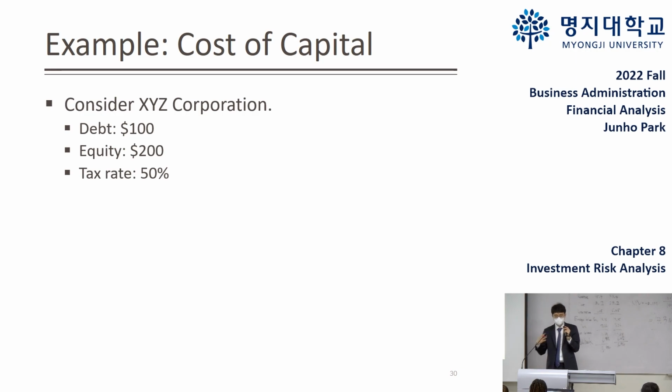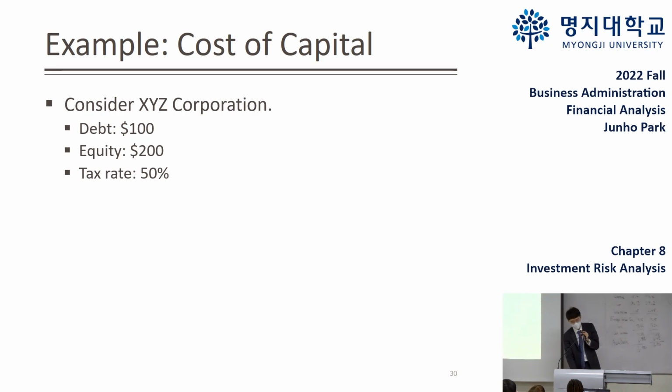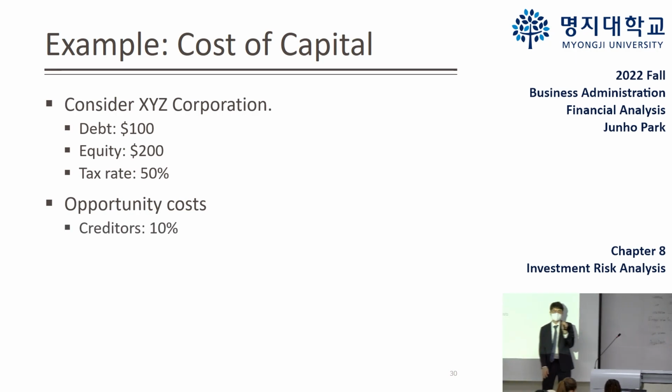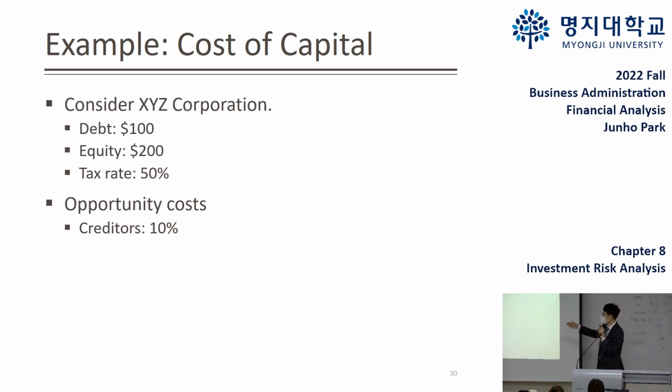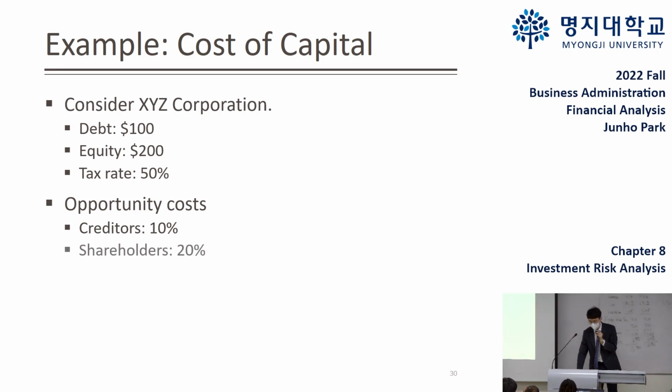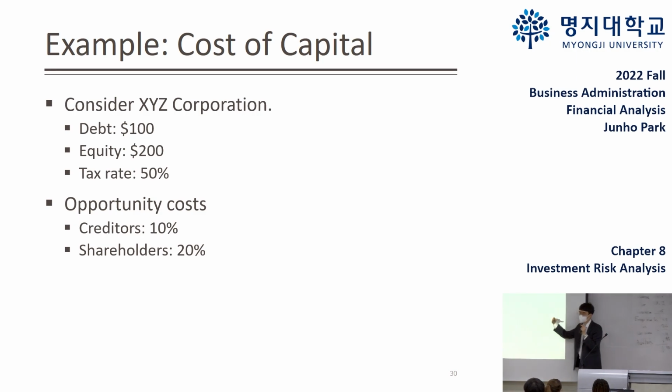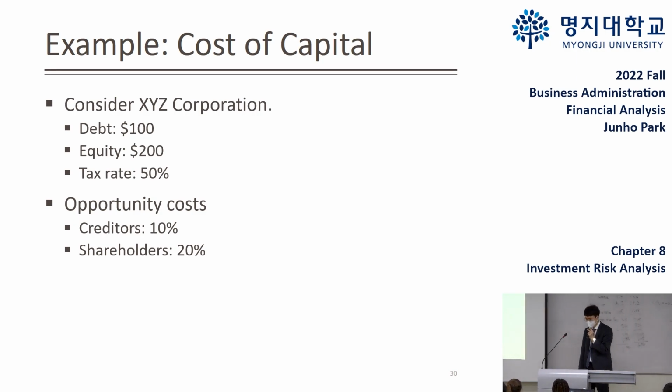And because you are a company with debt and equity, you have debt holders, creditors, and you have equity holders, shareholders. They are given information about their opportunity cost: creditors' opportunity cost is 10%, and the shareholders' opportunity cost is 20%. We are going to assume it without finding out why.